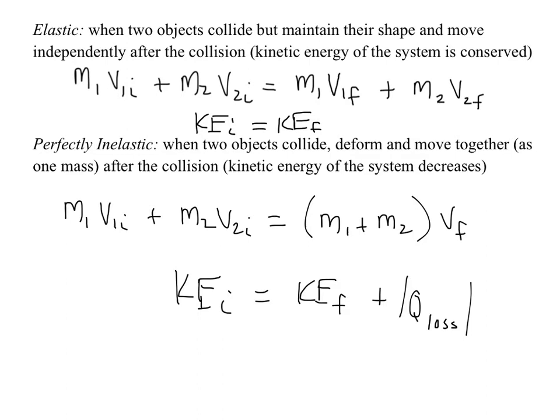If there was no energy change, if there's an energy balance before and after the collision, it's got to be elastic. If there was some energy change, then it's going to be inelastic. And the energy change that you're going to seek is this Q loss value, the amount of energy that is needed to fuse or deform those objects.